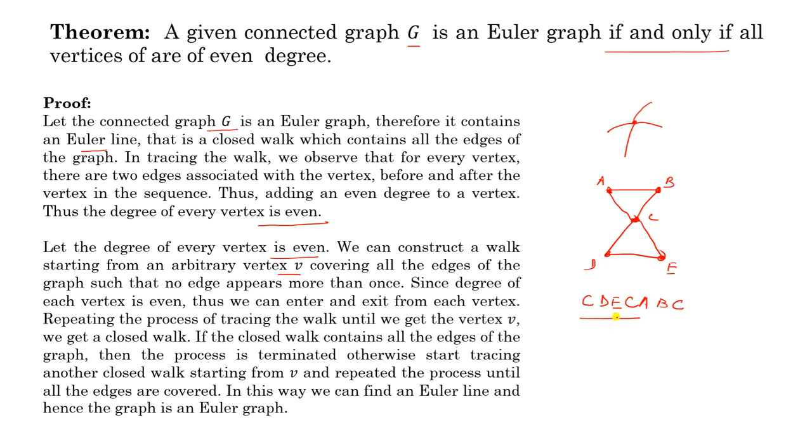Otherwise, we have to repeat the process of identifying a closed walk again and again until we get a closed walk which contains all the edges of the graph G, and finally we will get an Euler line. There is an Euler line, and you can say the graph is an Euler graph. In this way you can prove the theorem.